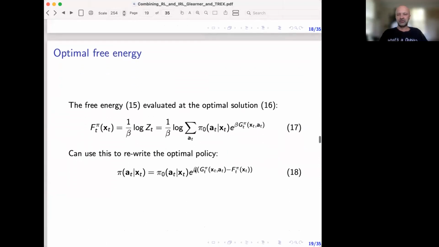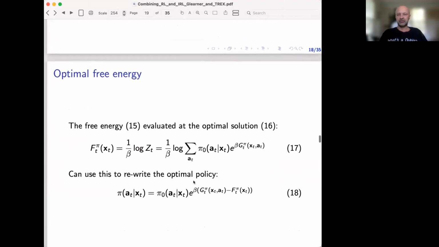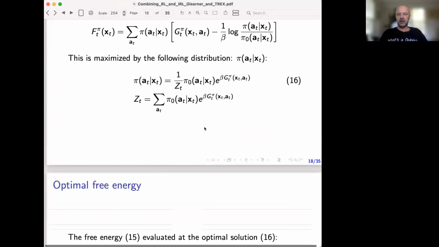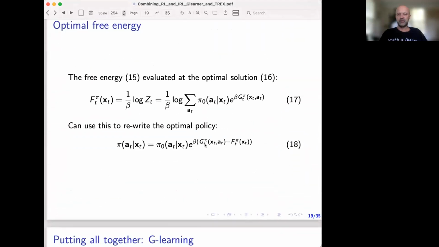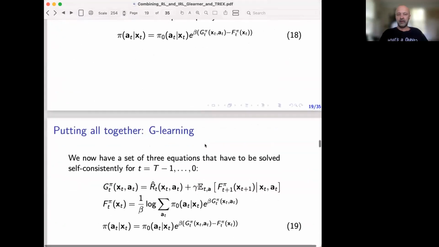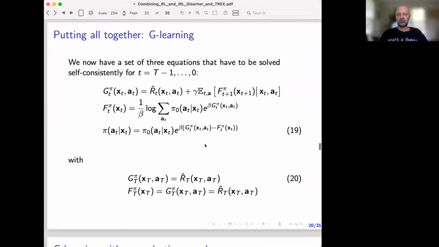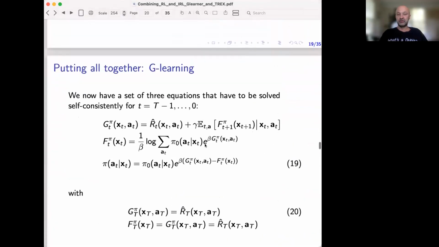And this last expression allows you to write, so basically it's the same expression, instead of writing it this way, we can write it this way, all right? So now we have everything that we need in order to complete this system of equations.